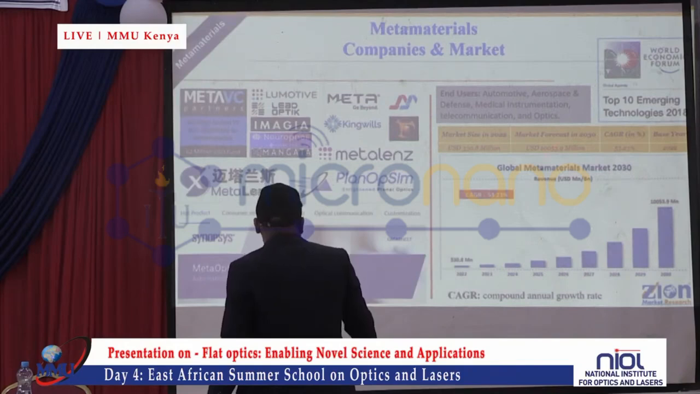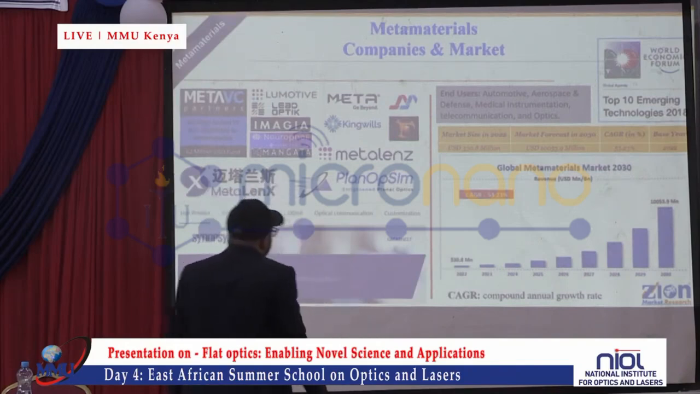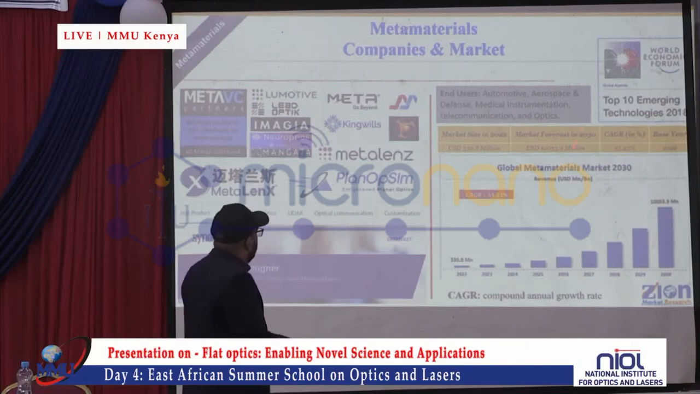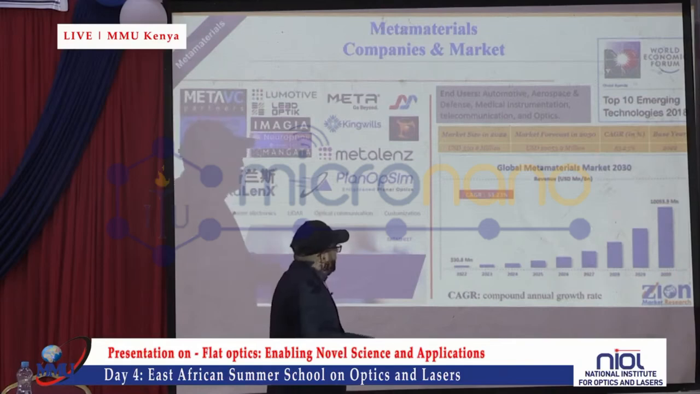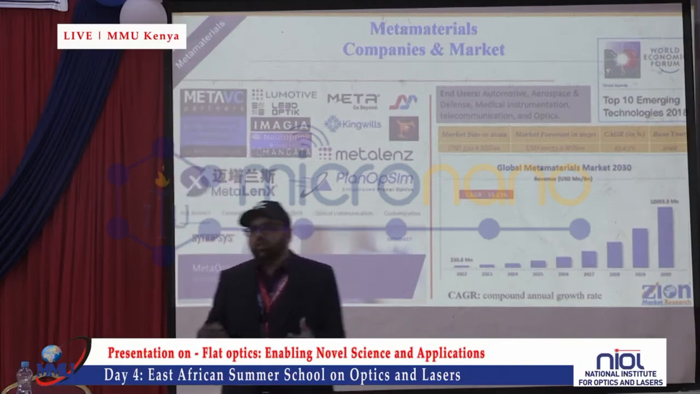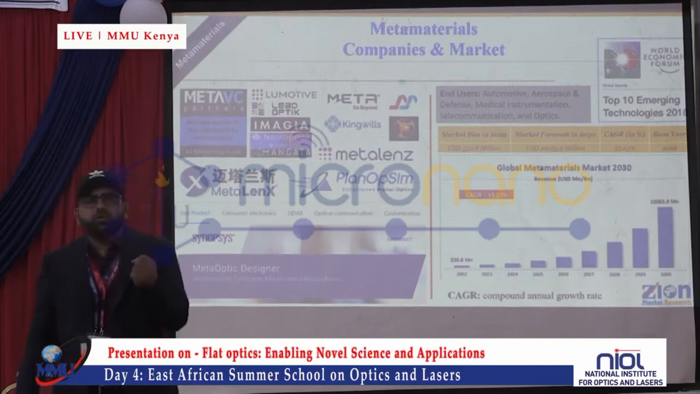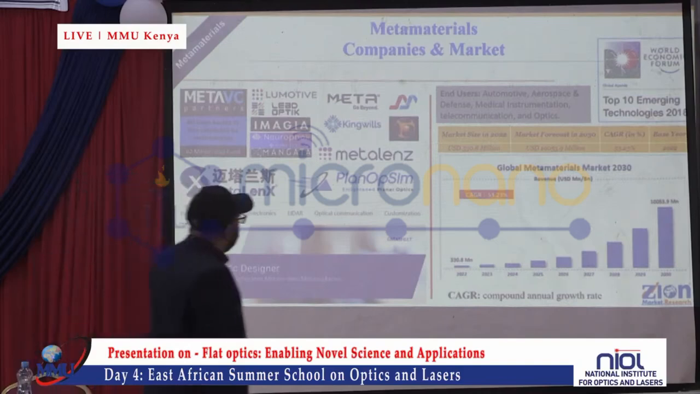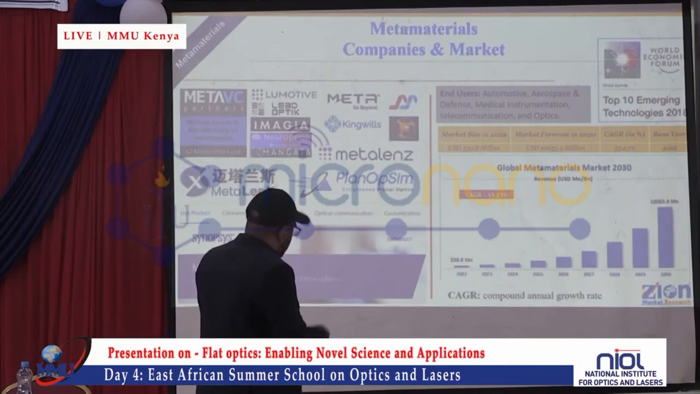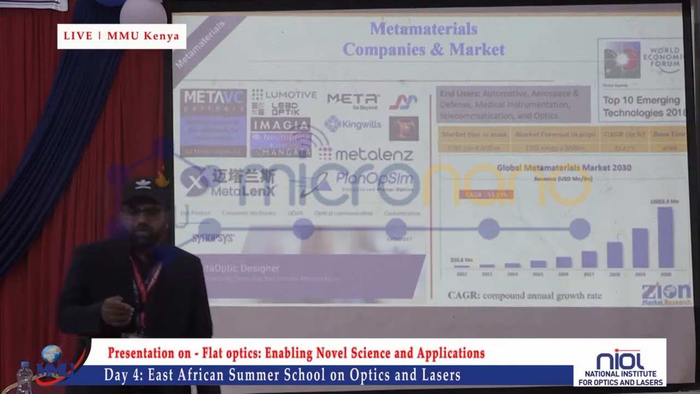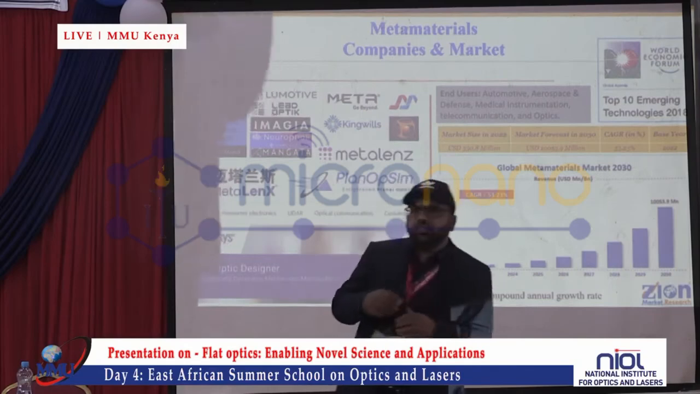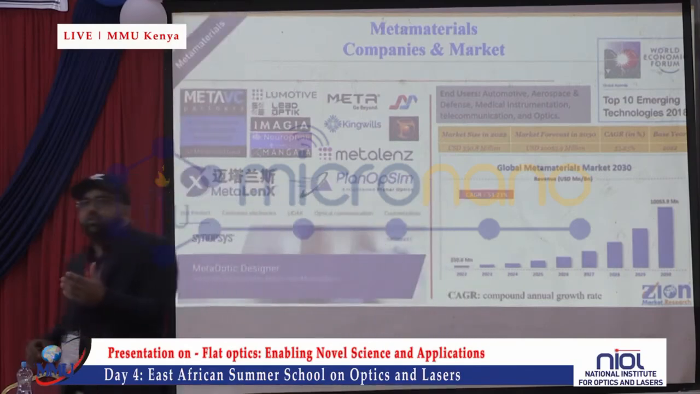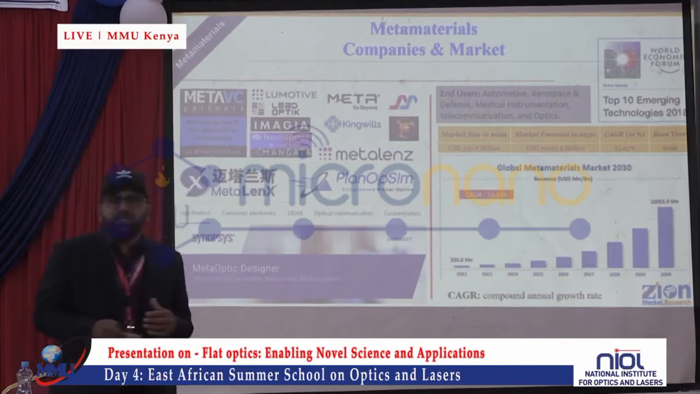And this is the global metamaterials market forecast. Currently it stands at 330 million, and by 2030 it will reach around 1 billion. So there are lots of opportunities if you are good at designing something really good. I will also mention later that most of the people in academia who still want to have some kind of spin-off, this is really possible.